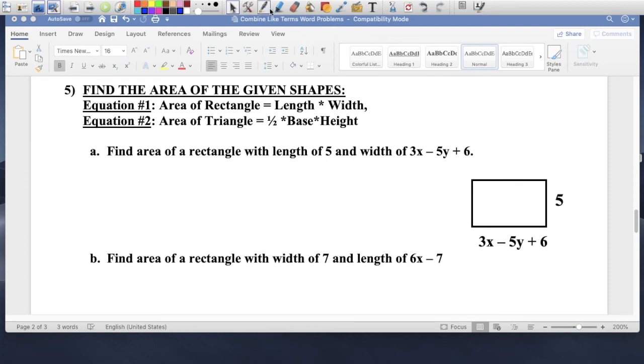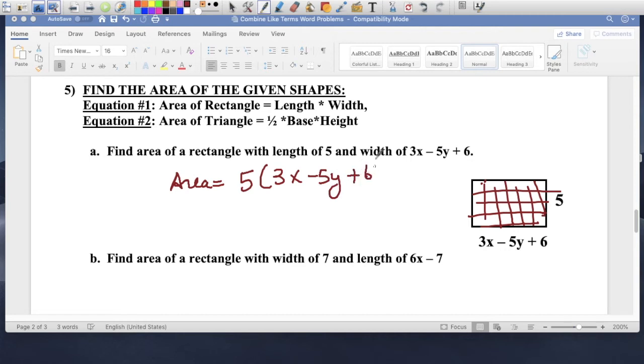Area. So we're doing the area. So here's the rectangle, and I want to find the area. When we ask you to find the area, we're asking you to find the number of square units inside the shape, right? How many square units? So this one, it's base times height, length times width. To find the area, I'm going to multiply one side, which is 5, times the other side, which is 3x minus 5y plus 6. That's going to give me 15x minus 25y plus 30.